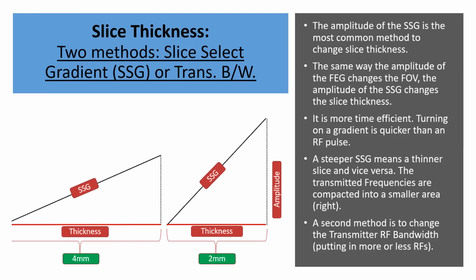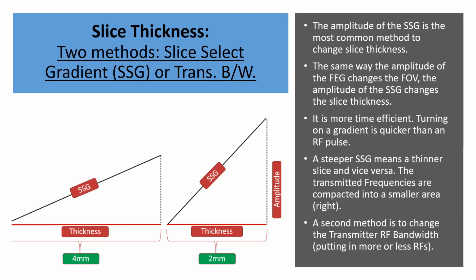The tissues along that slice select gradient are all going to change in precessional frequencies. So the precessional frequencies are not packed in so tight. They're not all crammed in with a shallow or wide gradient application. So a steep gradient is going to give a narrow slice thickness, 2 millimeters for example. All those same precessional frequencies are crammed into a smaller area.